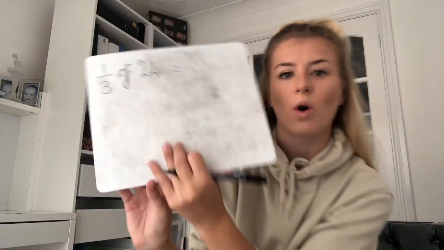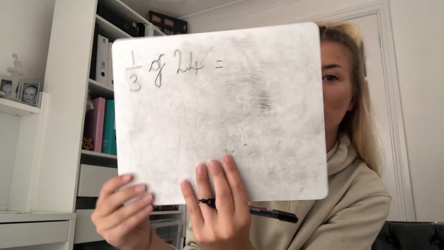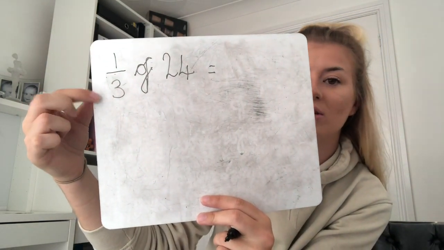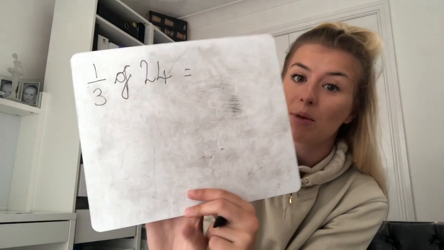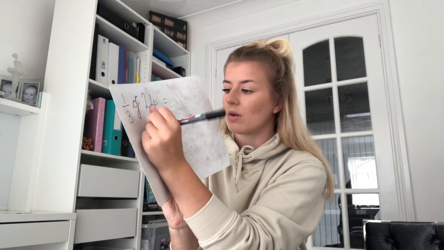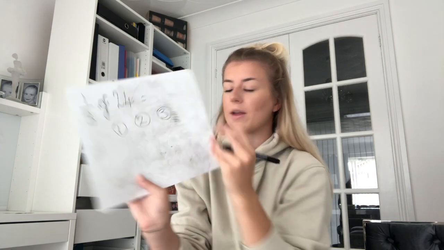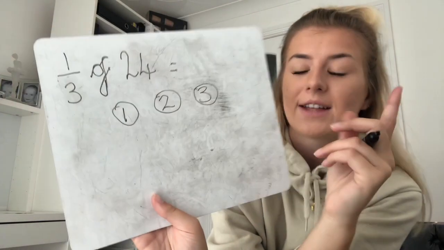Having a look at 1/3 of 24. So 1/3, because it's got 3 parts in total. Our denominator again tells us that we need 3 parts this time. So 1, 2, 3. Okay, right, let's have a look at the 10s first.